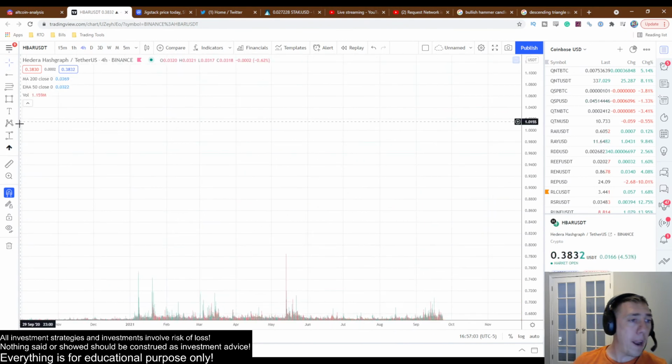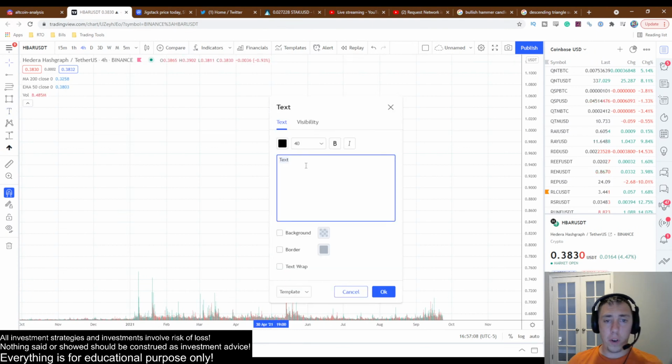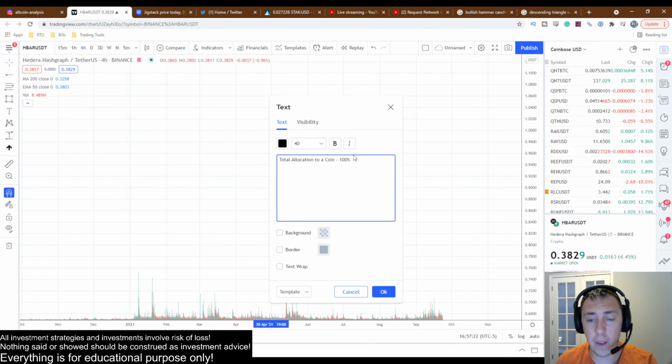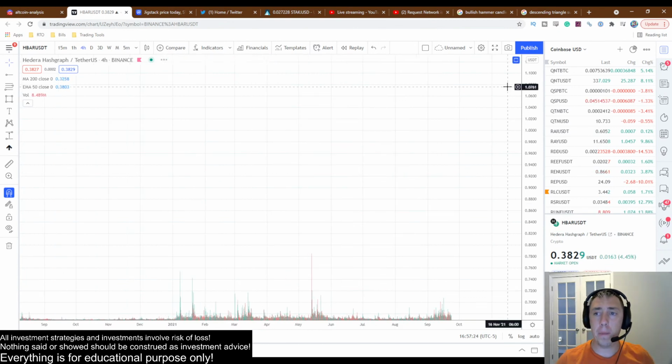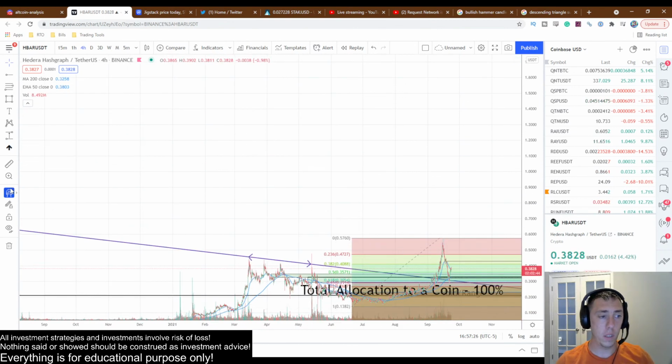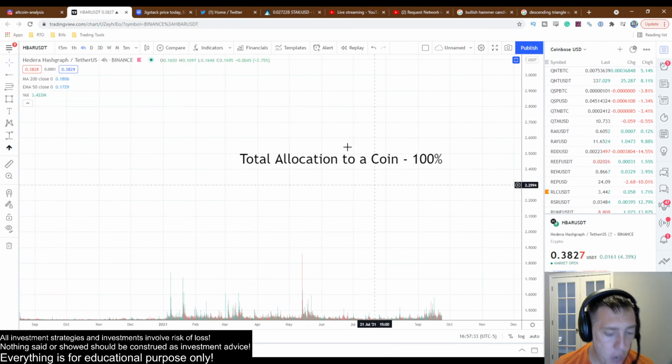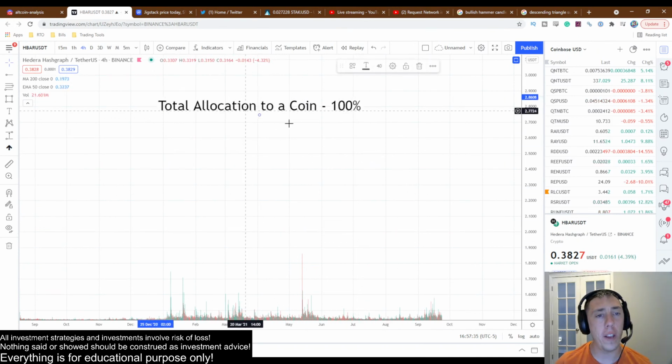But now here's the thing. I was telling you guys about whenever you break a support level. What are my rules? What are the 4 spots? Total allocation to a coin: 100%. What this means is how much do you want to have in a coin?